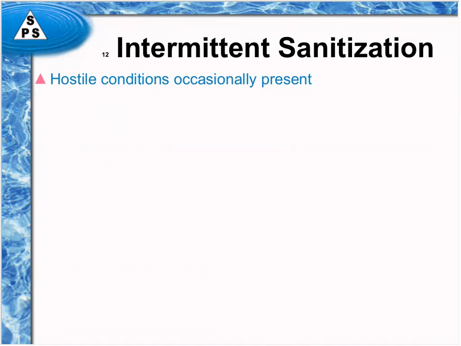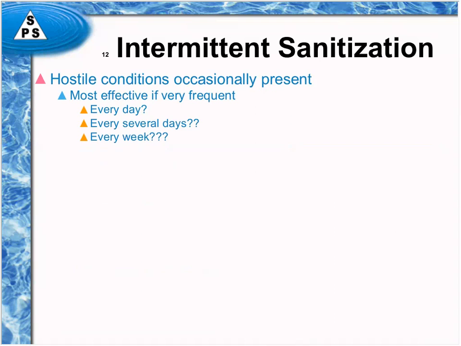Intermittent sanitization is where hostile conditions are only occasionally present. It's most effective if it's done very frequently, and if you can do it every day or several days. And notice the increasing number of question marks and exclamation points as you make the time in between sanitizations longer and longer. What happens when you do that is you allow more and more opportunity for biofilm to develop thicker and thicker.